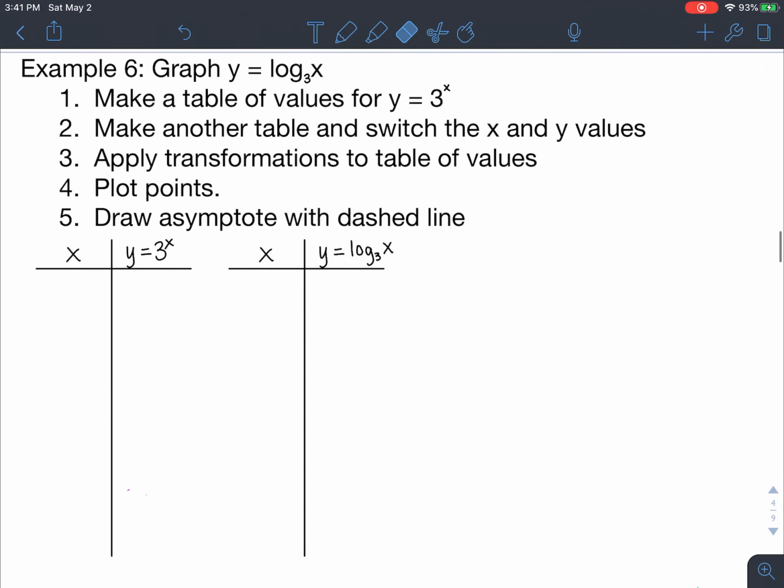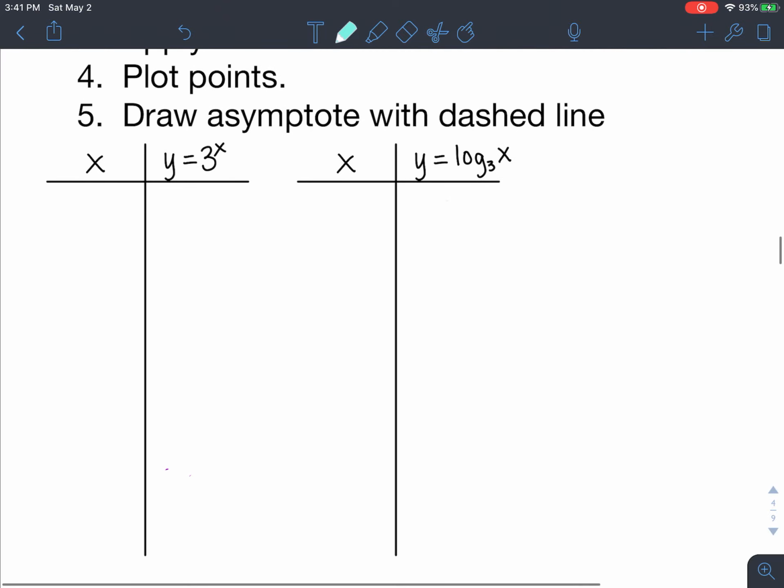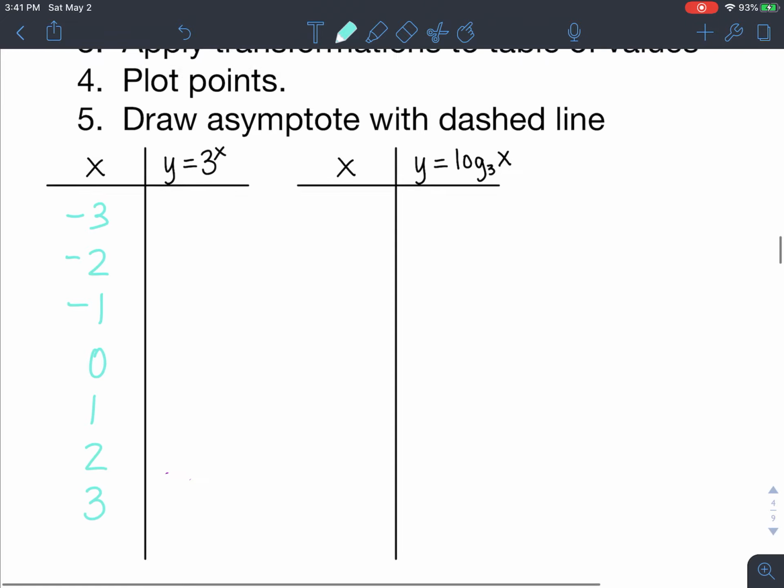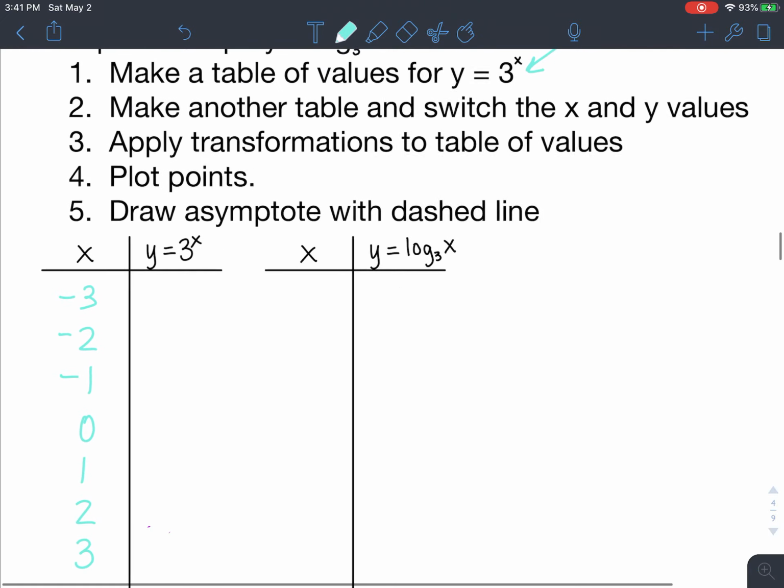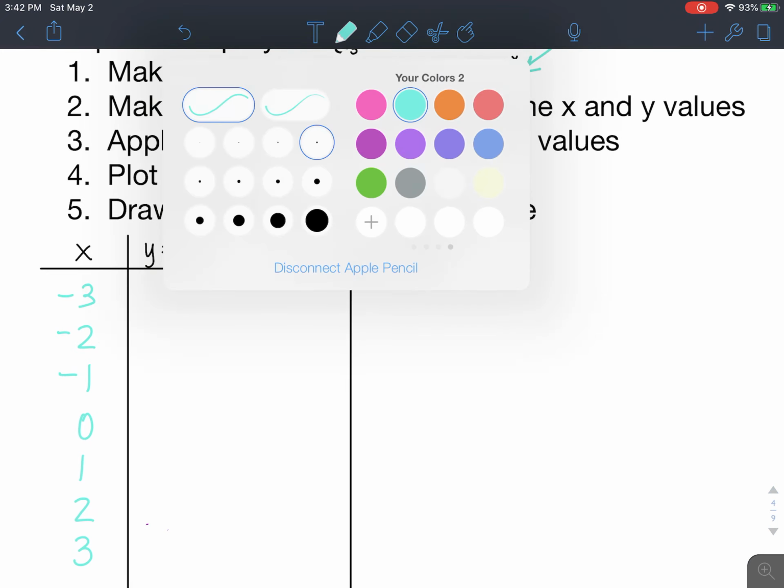So here's what I want you to do for graphing logs. The first thing I want you to do is make a table for the inverse, for 3 to the x. So I'm going to start with -3. And if I don't need it, that's fine. I just won't use it. Okay, so remember how we start this. I always start with the 0 because I like him better.